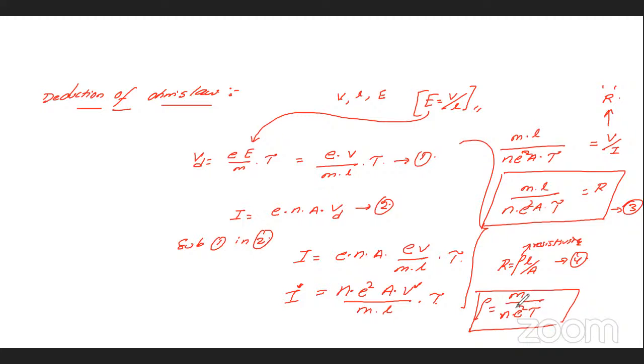If you see, the resistivity rho that we have discussed depends upon two things. One, the number of electrons, and the second one, the relaxation time. So remember, resistivity depends on the number of electrons as well as the relaxation time. Please take this relation.